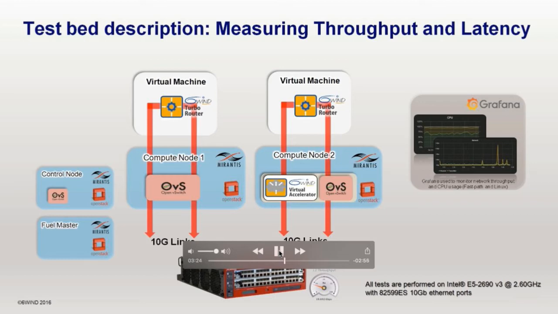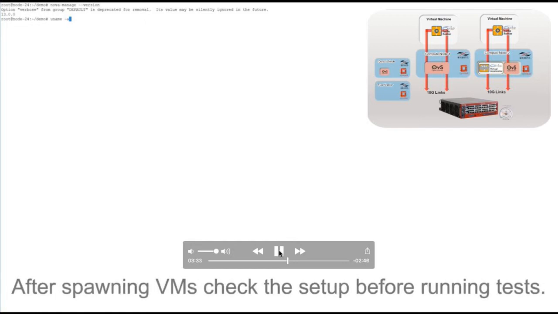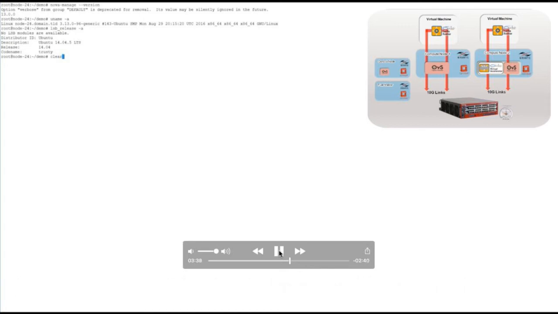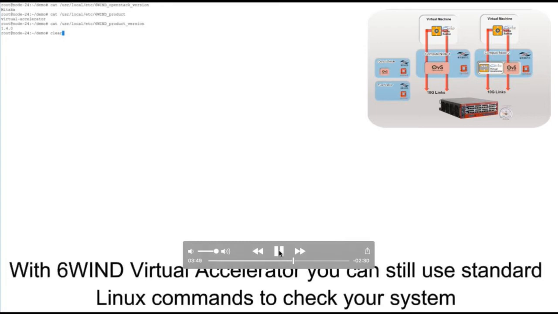So that's it for the introduction of the benchmark. So now let's look at the details. So just some few version checks, so you feel comfortable with it. So we have Ubuntu 14.04 with kernel 3.13. Okay, so we are set. So it's a Mitaka release that we deployed with Fuel 9, 6WIND Virtual Accelerator product version 1.4, and you have seen that maybe from the Fuel UI too.